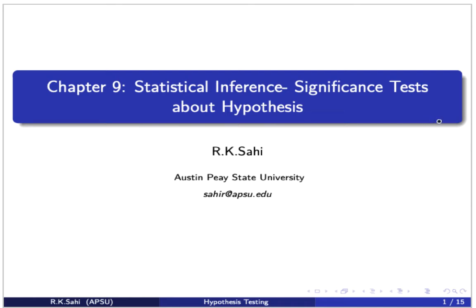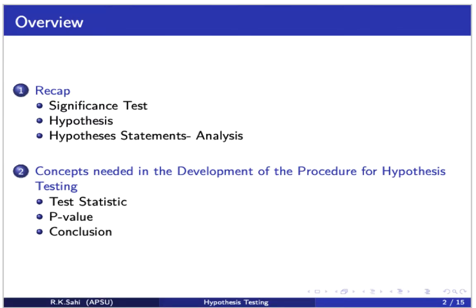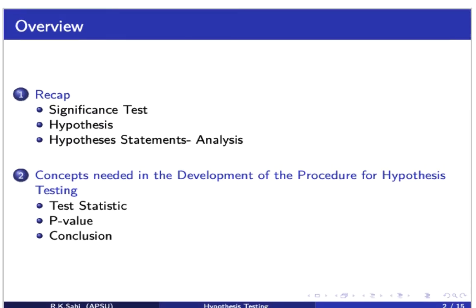Hello everyone. Today we're going to be looking at p-values, and the p-value is the one which will help us to figure out whether to reject or accept or fail to reject the null hypothesis. So once again, we are going to be doing a quick recap of things we have learned. We're going to look at hypothesis analysis, and in this session specifically the concepts which are needed to develop the procedure for hypothesis testing. In other words, the test statistics, p-value, and how to make conclusions from there.